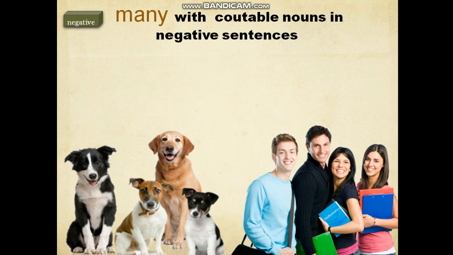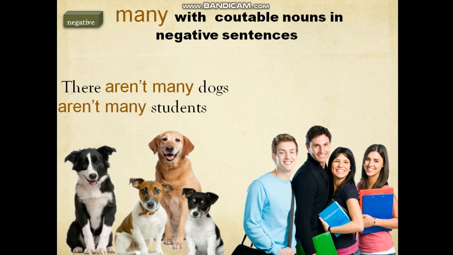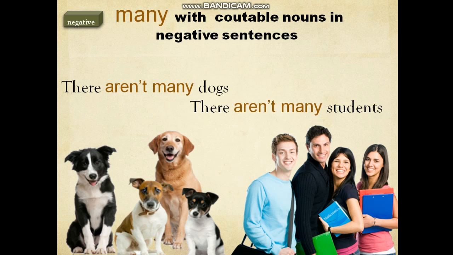So, the next quantifier is about many. Many can be used with countable noun in negative sentences. Example, there aren't many dogs. The next example is there aren't many students.